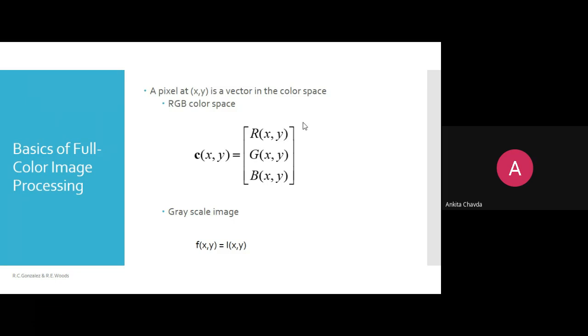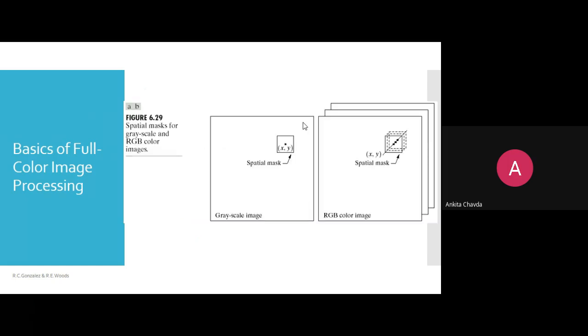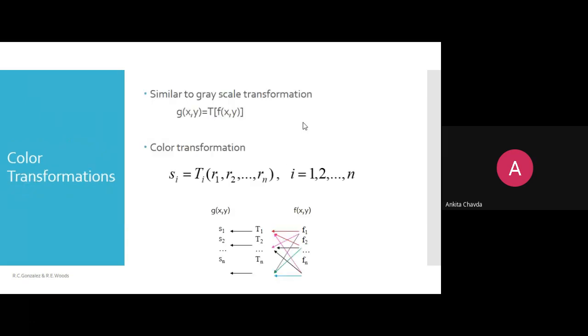In the grayscale image, it is very simple. f of x,y equals I of x,y. That is only a single representation. That is just a scalar value, one value. But here you have three values. Simple to understand. Don't take it so seriously.